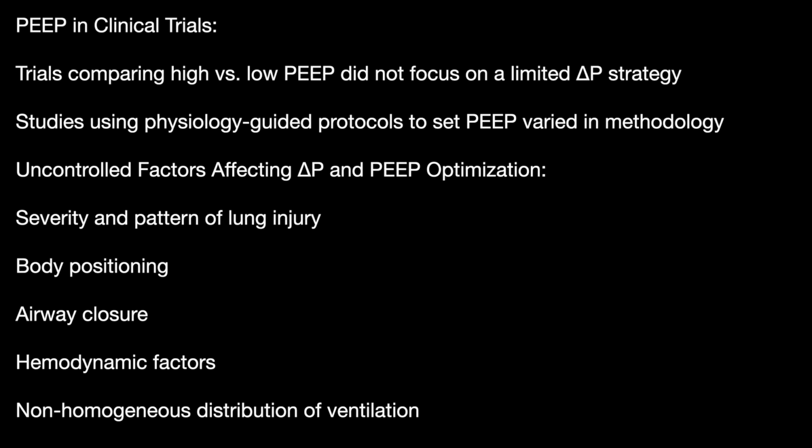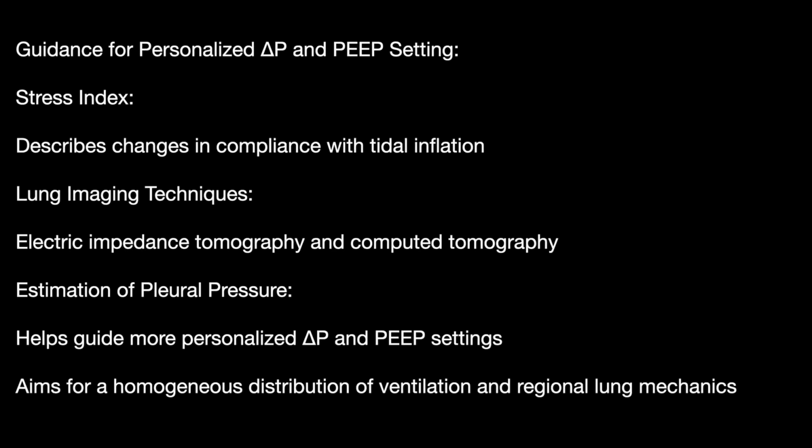Uncontrolled factors affecting the delta pressure and PEEP optimization are the severity and the pattern of the lung injury, and the body positioning. If I set an optimal PEEP of 10 for a patient in the right up position, it may be totally different in the left up position. Similarly, if I make the patient prone, my PEEP will also change. So body positioning, which is constantly changed in the ICU, is changing my delta pressure as well as the PEEP optimization. Airway closure and hemodynamic factors are also important. Non-homogeneous distribution of the ventilation is also very crucial.